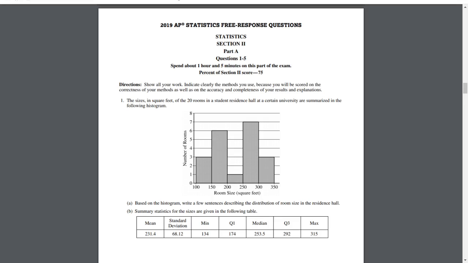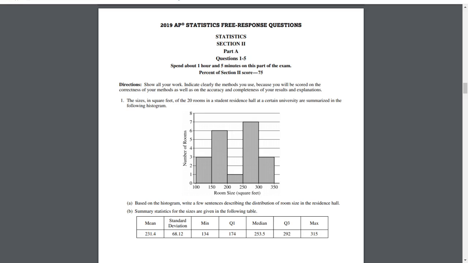Alright, so we're going to go through one question a day here. This is question 1 off the 2019 free response questions. The sizes in square feet of the 20 rooms in a student residence hall at a certain university are summarized in the following histogram. Part A. Based on the histogram, write a few sentences describing the distribution of room size in the residence hall.